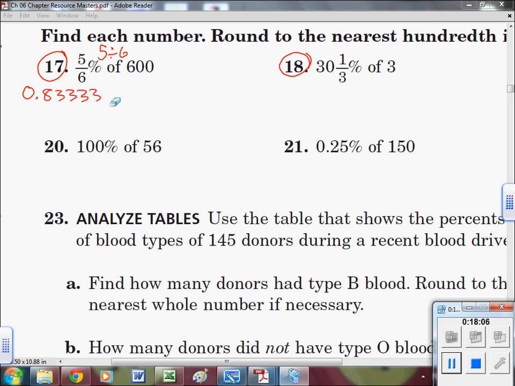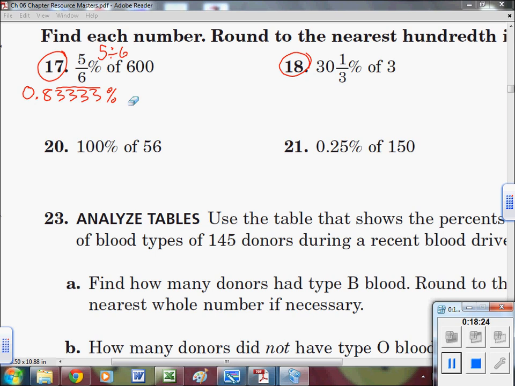0.8 and then a bunch of 3's going on forever. The 3's are repeating. So now we haven't actually turned that from a percent into a decimal yet. That is still a percent. So we still have to convert it to a decimal that we can use.